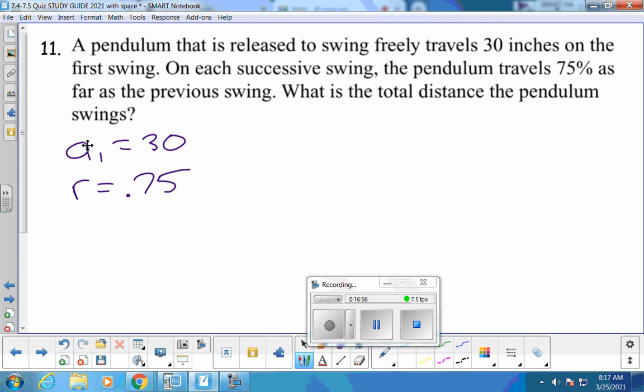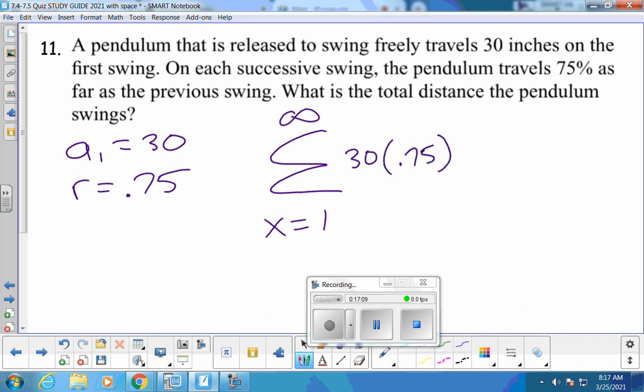It's going to keep on swinging. If you've ever seen pendulums, it's going to keep on swinging until it stops. So that's going to be an infinite sum. So we're going to want to go from term 1 to infinity, with our A1 being 30 and our R being 0.75. So is there a shortcut I can use since this is an infinite sum?